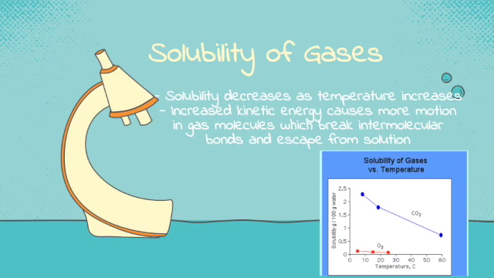Throughout the Chemistry 112 lessons, we mostly focused on solubility when it comes to solids and liquid solutes. When it comes to gases, solubility decreases as temperature increases. The physical reason behind this is that when most gases dissolve in solution, the process is exothermic. Heat is released and gas dissolves. This effect is very similar to the reason that vapor pressure increases with temperature. Increased temperature causes an increase in kinetic energy. The higher kinetic energy causes more motion in the gas molecules, which break intermolecular bonds and escape from solution.